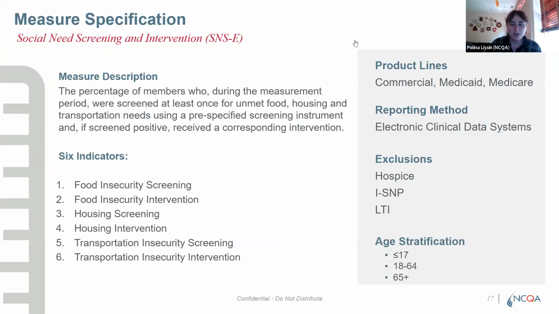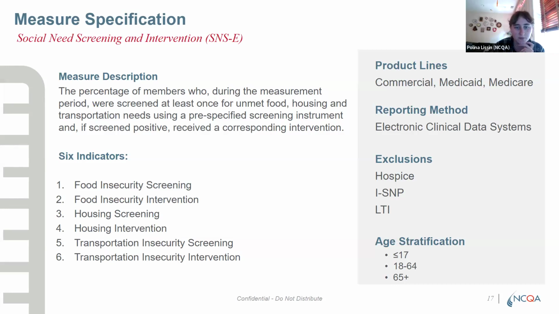Shifting away from our standards and into our social need performance measure, this measure was published in NCQA's Healthcare Effectiveness Data and Information Set, also known as HEDIS, for measurement year 2023. The social needs screening and intervention measure assesses the percentage of members who, during the measurement period, were screened for at least one unmet food, housing, and transportation need using a pre-specified instrument. And if screened positive, they received a corresponding intervention.